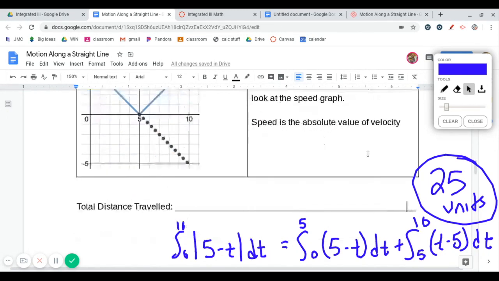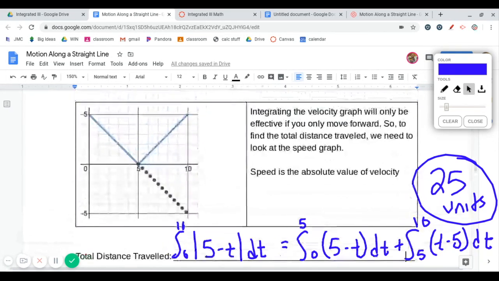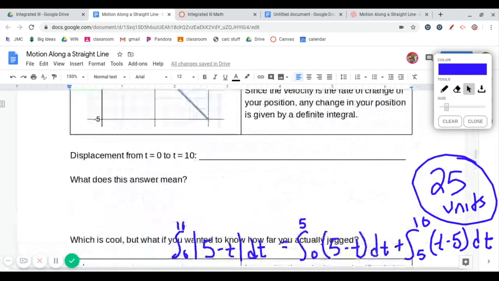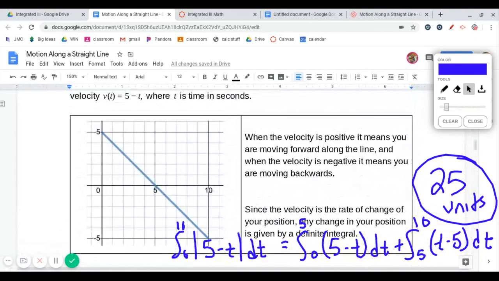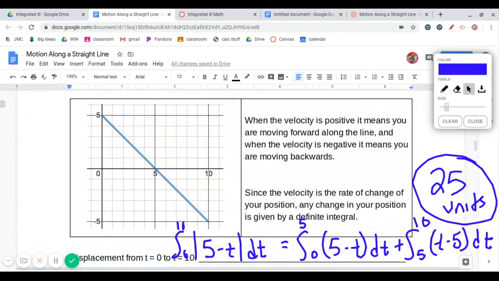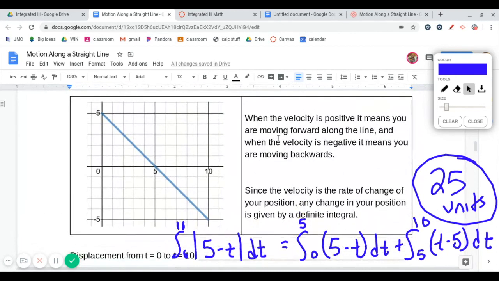And that's it for this problem. The important things to remember are the relationship between speed, velocity, and position, and knowing that the integral of your velocity graph gets you your displacement, or your change in position, and the integral of the absolute value of the velocity graph will get you your total distance traveled.